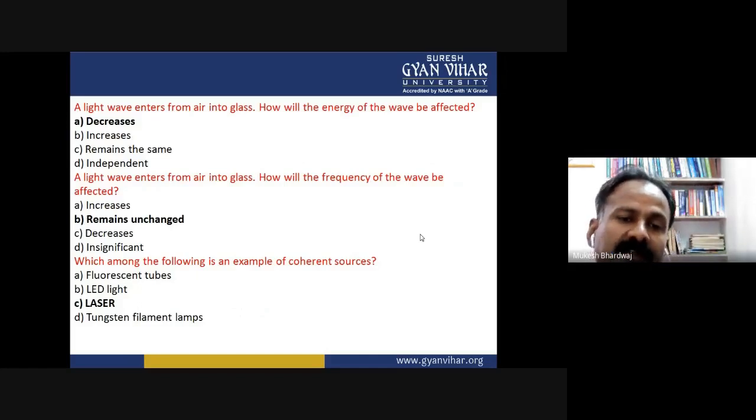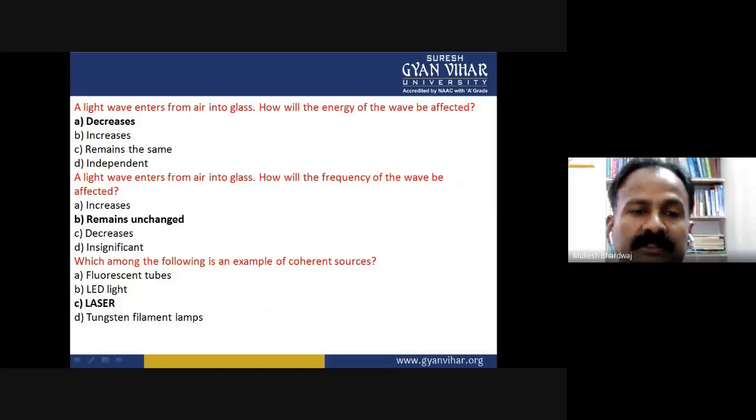Which among the following is an example of a coherent source: fluorescent tube, LED light, lasers, or tungsten filament lamps? Laser is the example of a coherent source. So these are some questions related to the wave nature of light.